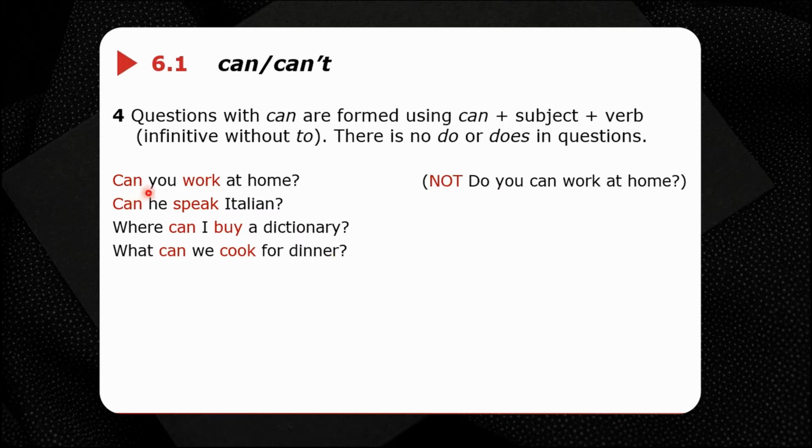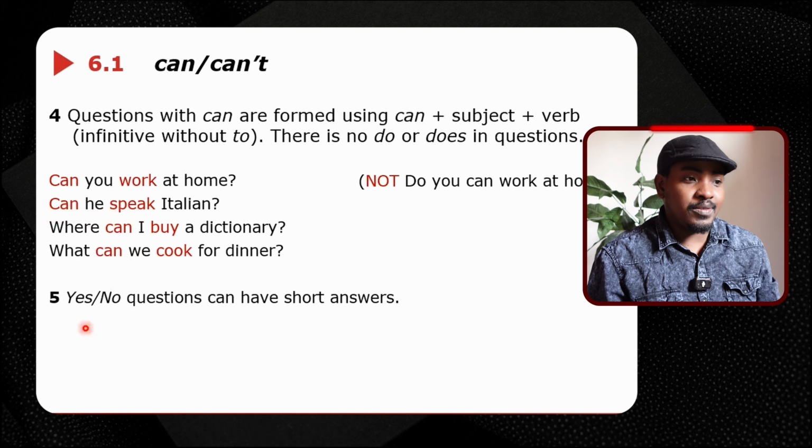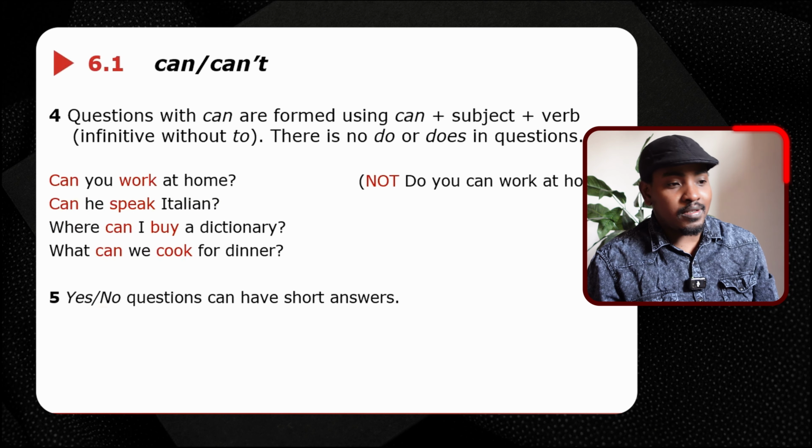Okay. Here, can you work at home? Not do you can work at home, right? You cannot say that. Similarly, here, you cannot say do you can he speak or do he can speak Italian. No, can he speak Italian, right? Okay, yes, no questions can have short answers.